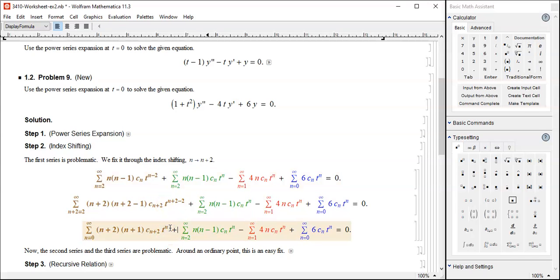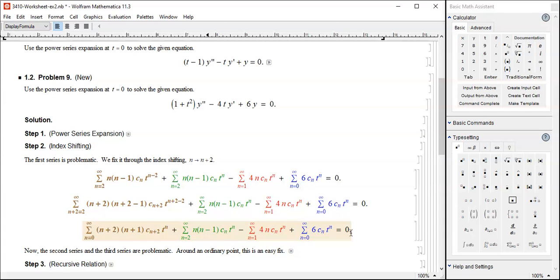If you do that, you're going to get the third series. T to the nth power, as we had before, and then n plus 2 equals 2, so the series begins from n equals 0, and then the middle part, the coefficient, changed appropriately: n plus 2 times n plus 1 times c of n plus 2. So that's the end result of this index shifting.